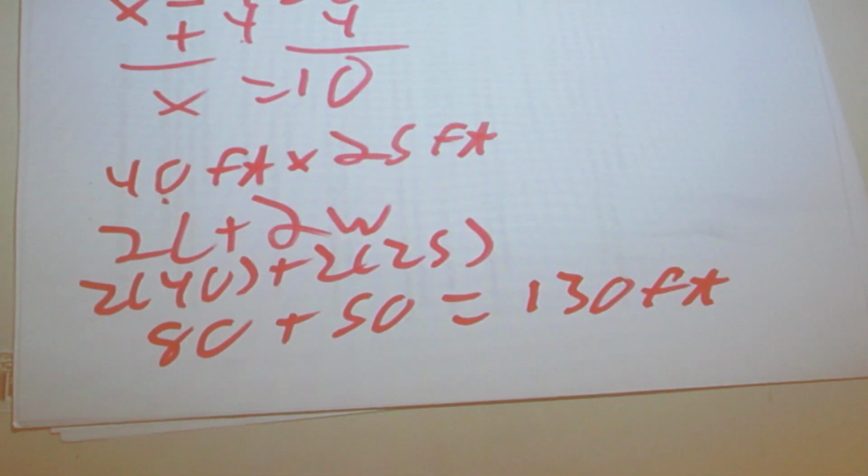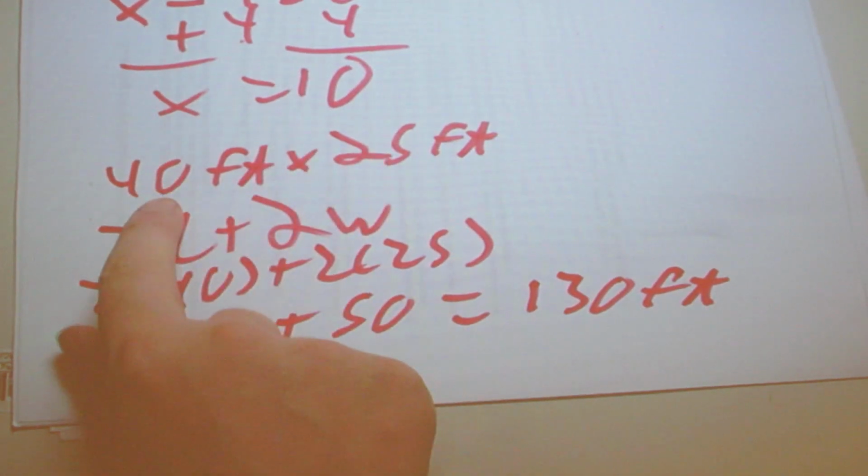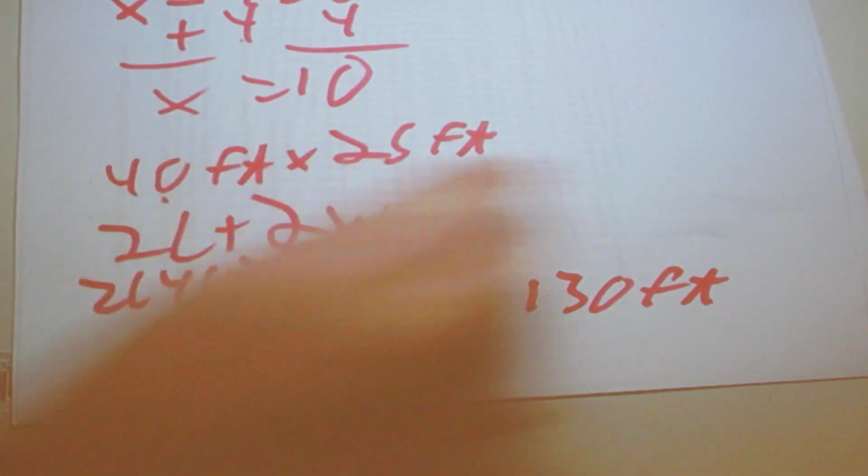So remember, area, you're multiplying the two numbers. For perimeter, you're going to multiply each one by 2, the 40 by 2, the 25 by 2, and then add them together. Note that on the test, the actual numbers are going to be different, but this is very close to what it's going to look like.